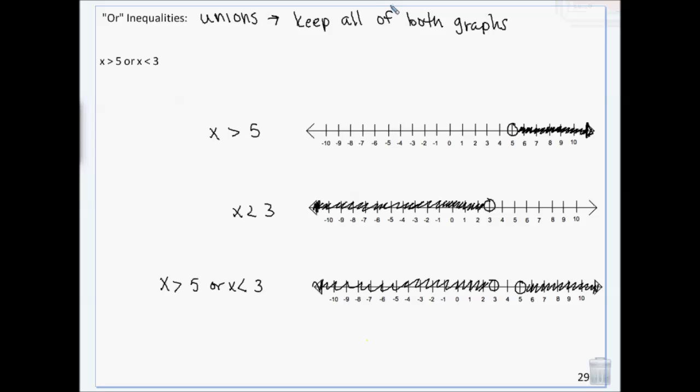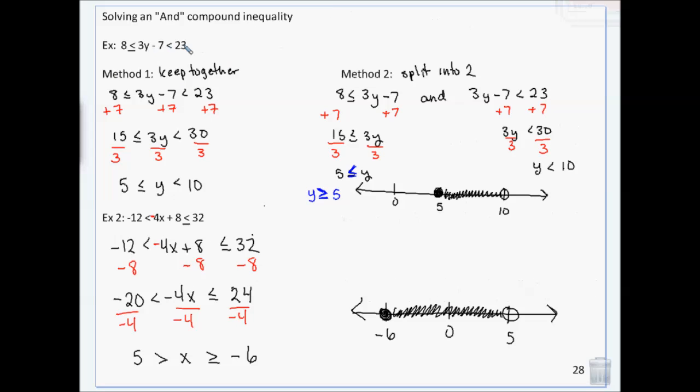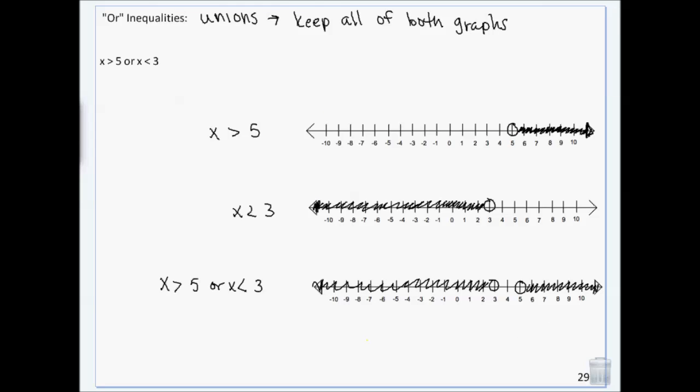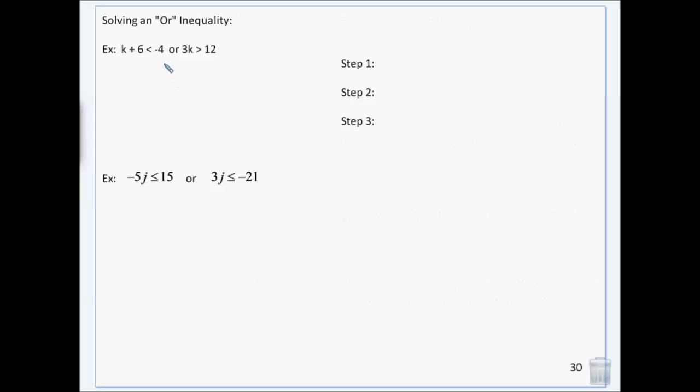Ands can be presented with the word and or as this compound situation. There's no compound situation with an or. It always has to say the word or. So what you'll do is you'll solve each inequality separately. And then you'll graph them on the same number line.